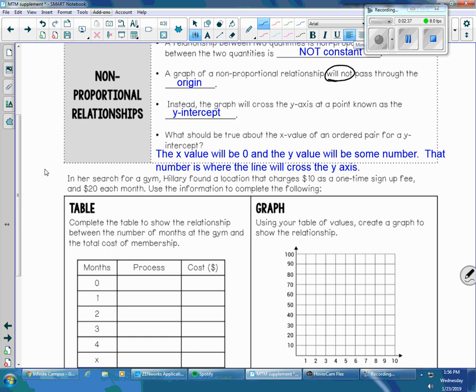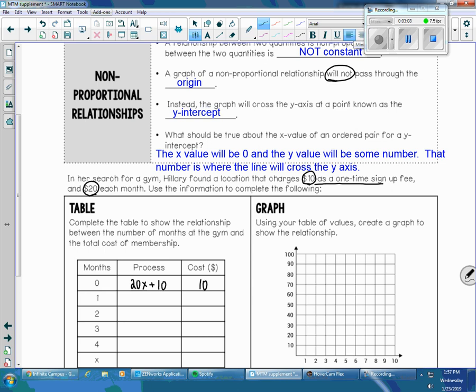So the total cost of the gym membership is going to be equal to the amount of money that had to be paid as a one-time sign-up fee. I'm only going to pay that $10 one time, but then I'm going to pay $20 each month. So I need to multiply that 20 times x, the number of months, plus that $10 fee that we paid. So if x is 0, 20 times 0 is 0, so my cost is going to be 10.